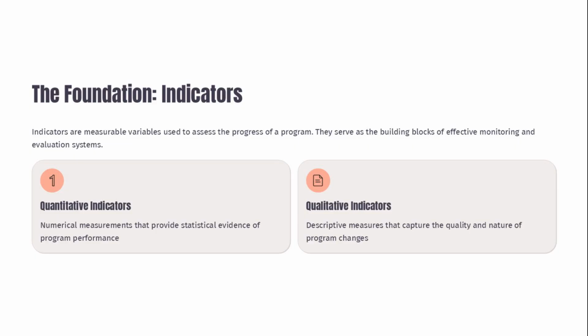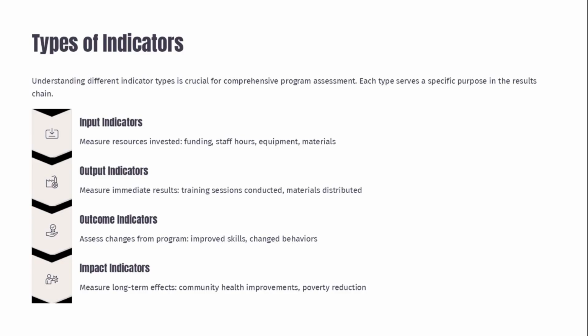Indicators are measurable variables that assess program progress, serving as the building blocks of effective monitoring and evaluation systems. They provide statistical evidence and descriptive measures that capture the quality and nature of program changes. Understanding the various types of indicators is crucial for comprehensive program assessment.